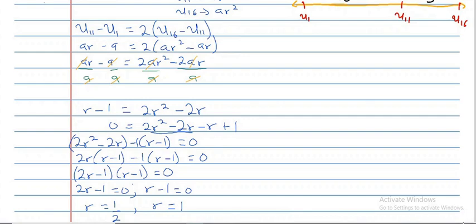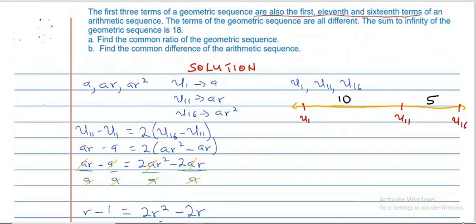Let's come back to the question. Some part of the question tells us that the sum to infinity of the geometric sequence is 18. This gives me two ways to find out which one of the two solutions of R is right or wrong. If the sum to infinity of the geometric sequence is 18, I can write sum to infinity equals 18, and the formula for finding the sum to infinity is a over 1 minus r. So this implies that 18 is equal to a over 1 minus r.